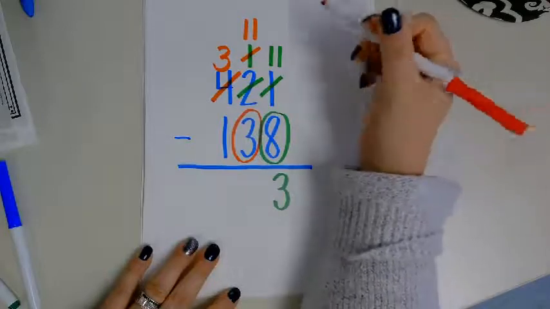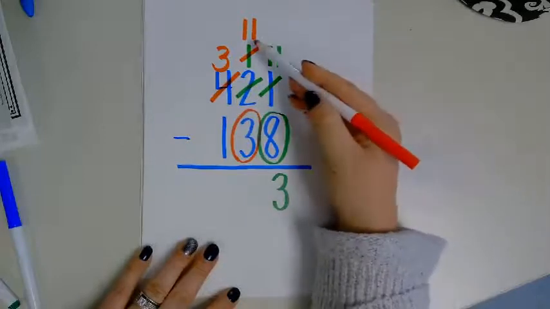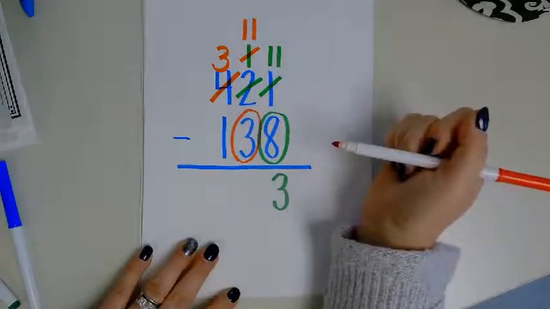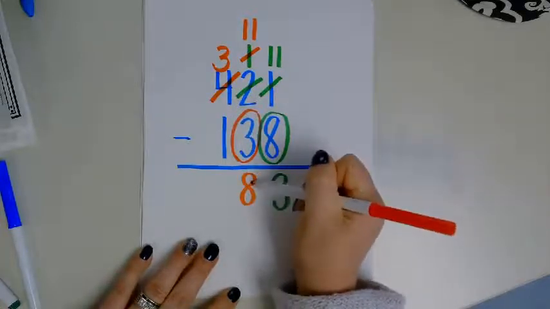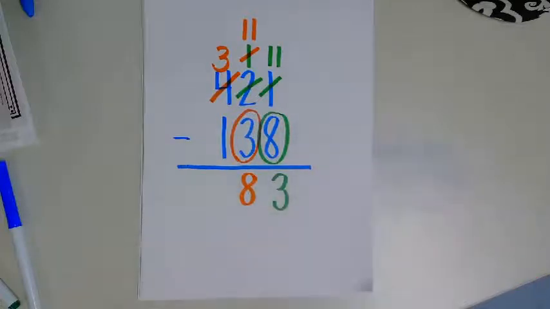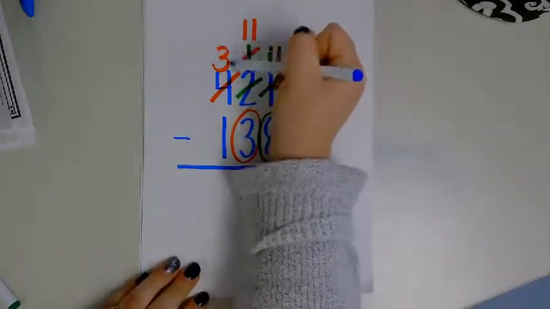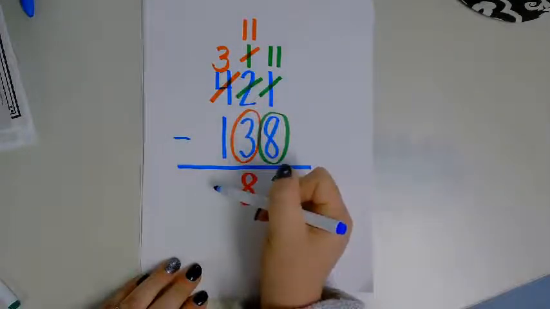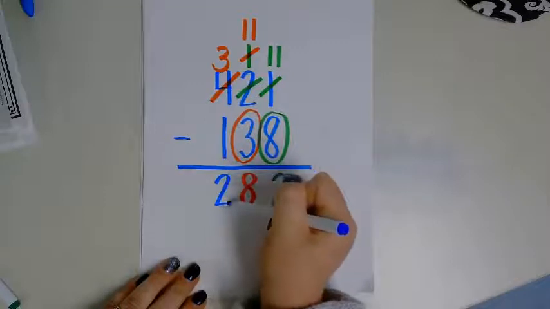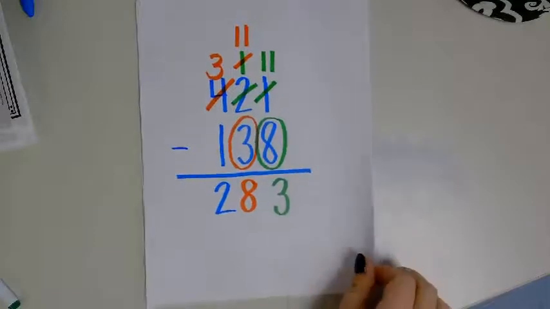Now we have 11 tens minus 3 tens. And 11 minus 3 is? It is 8. And then we can go to the hundreds place, and we have 3 groups of 100 minus 1, which gives me 2. So your answer is 283. Okay, let's do another one, please.